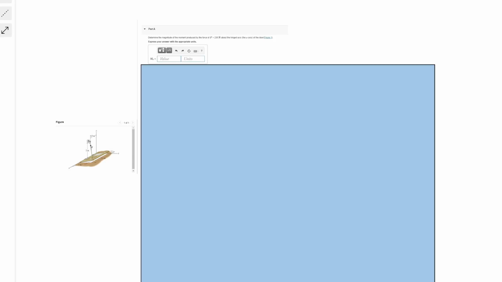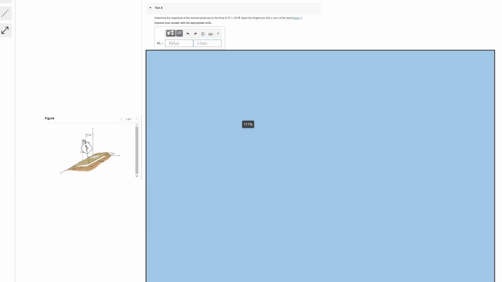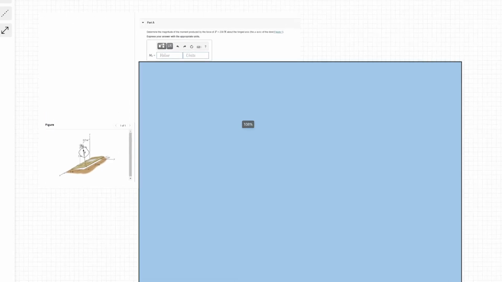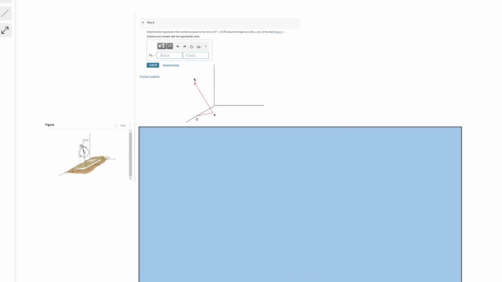Okay, so what we have here is another 3D vector. And what they're asking us to do is find the moment produced by the force F. And they're giving you the force of this. As we can see, it's 230. So the first thing we need to do is I like to draw a free body diagram to help me understand what I'm doing a little bit better.